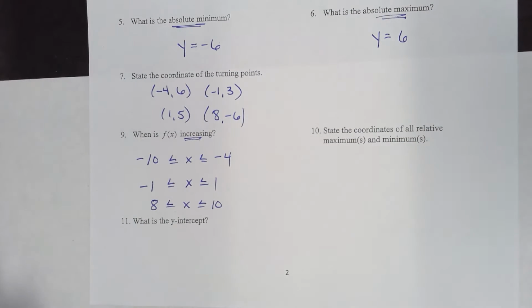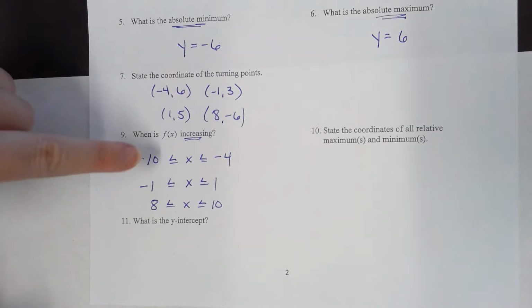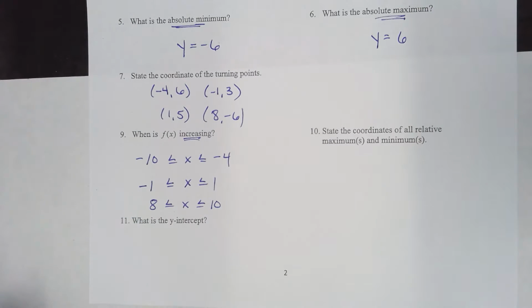Now, notice that this question says, when is the graph increasing? I'm increasing in these 3 different spots. If I asked you to give me one interval where you're increasing, then you could pick one of those. But it doesn't say just give one, so you have to give all of them.